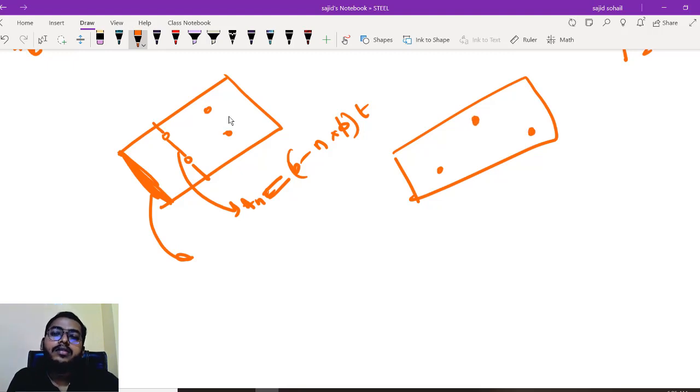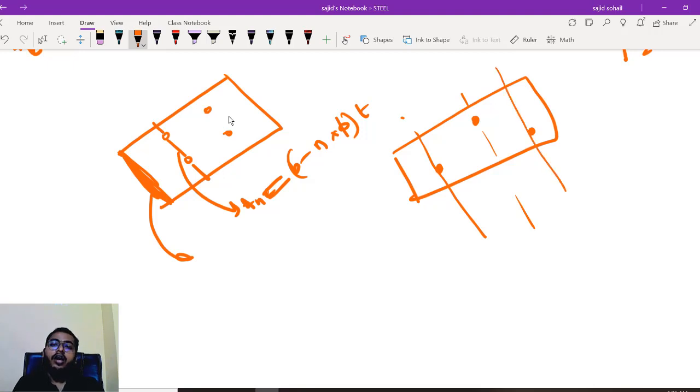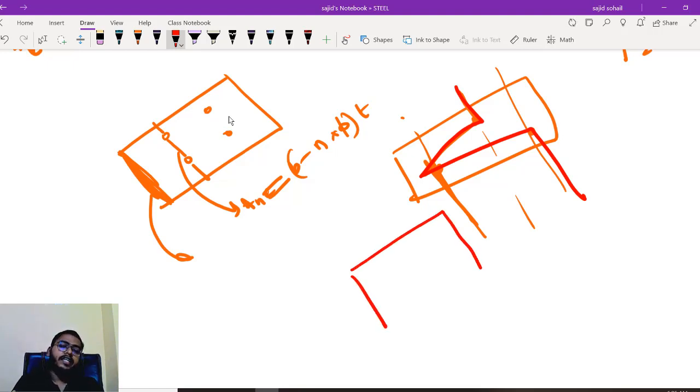Whenever I have staggered bolting, something like this, there are various ways a member can fail. Remember, it can cut here, it can cut here, it can cut here, or it can cut like this. This is also a possibility, or it can cut like this. But out of all the various combinations, whenever we have staggered connections, in later modules of the same topic, tension, I will prove this. Most probably it is going to fail whenever you have staggered bolting something like this. Not only like this, it could be like this also.